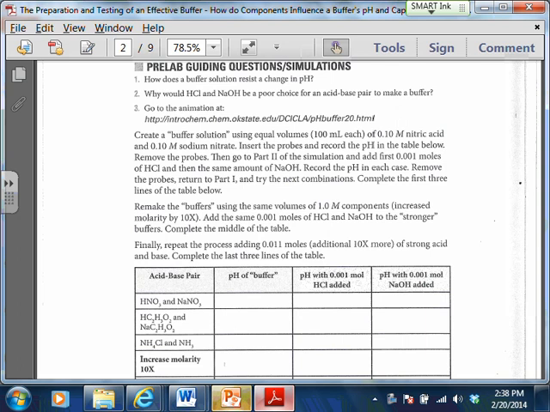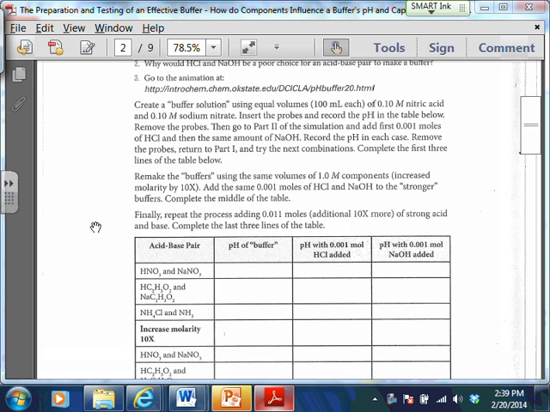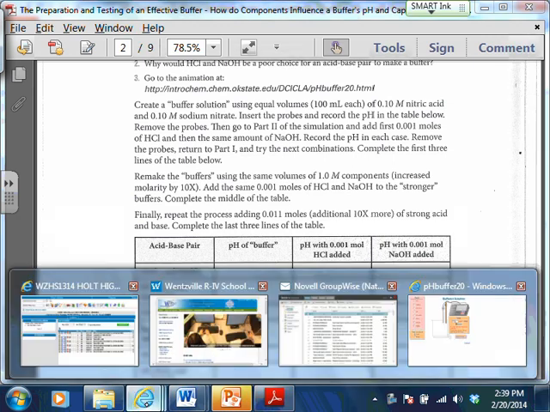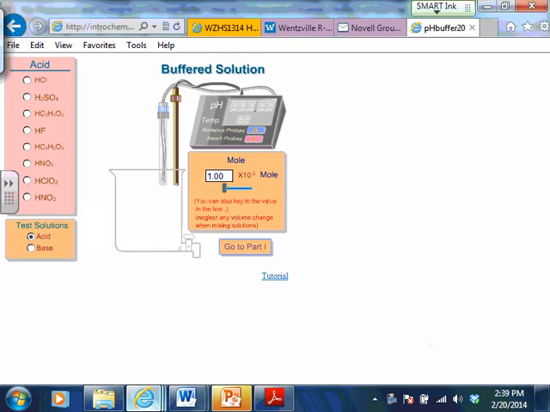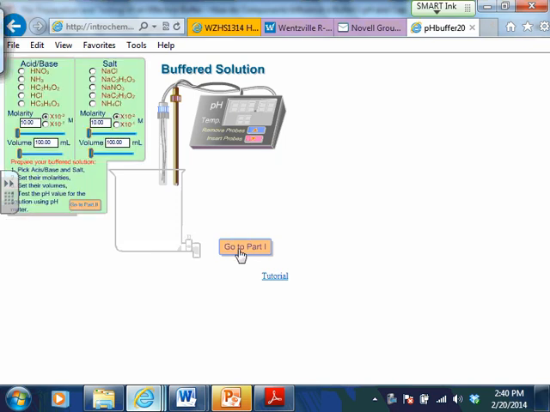All right, so then it tells you to go to the animation. Pause this. Okay, so the animation should look like this. And basically the way that this works, and I think it's pretty self-explanatory, but, oh, I need to go back to part 1. So it's going to look like this to start with.